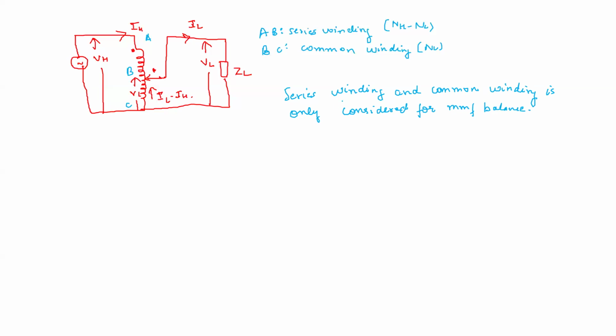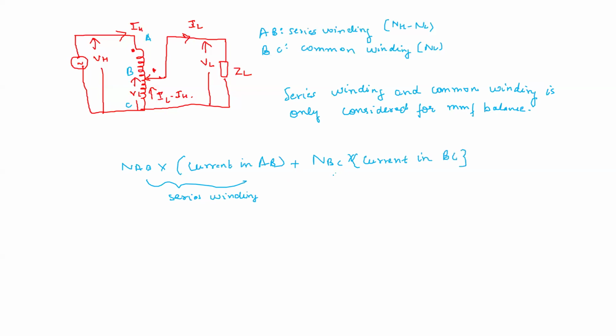So for the first winding, which is the series winding AB, we have to write the number of turns in AB into current in AB. This is for the series winding part, plus number of turns BC into current in BC. This is for the common winding part. Okay.